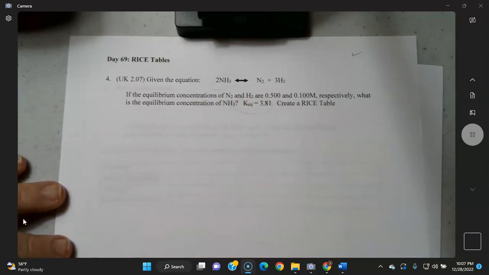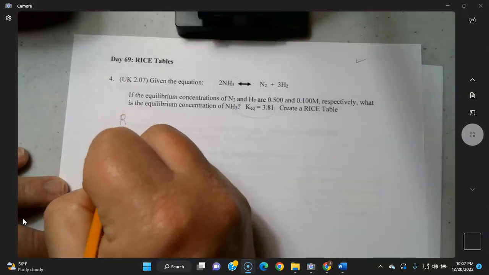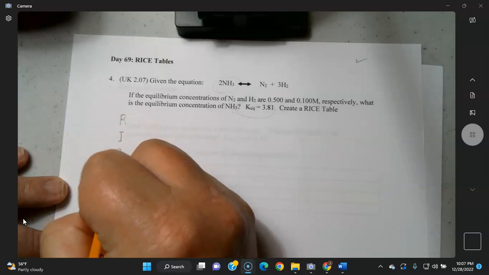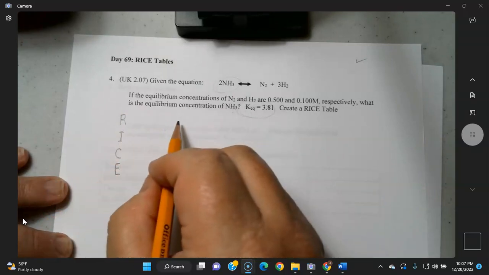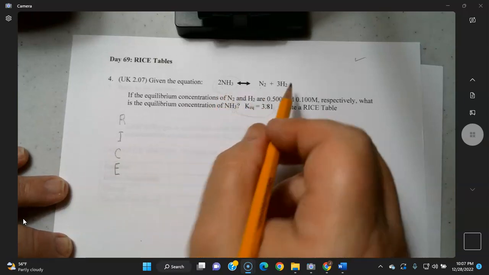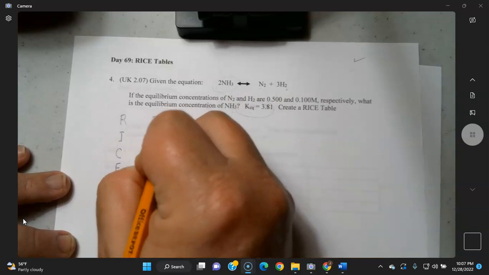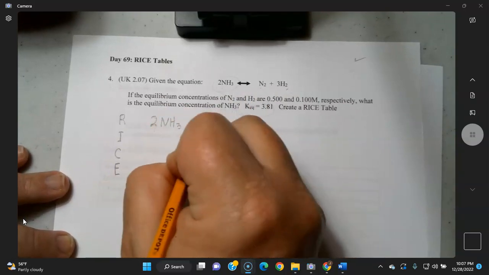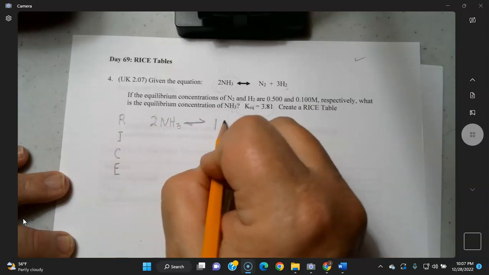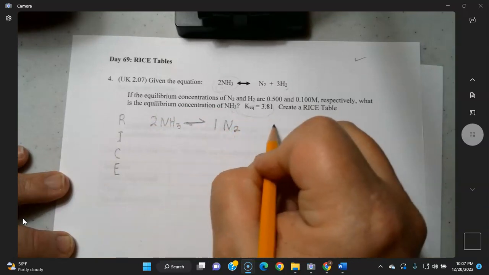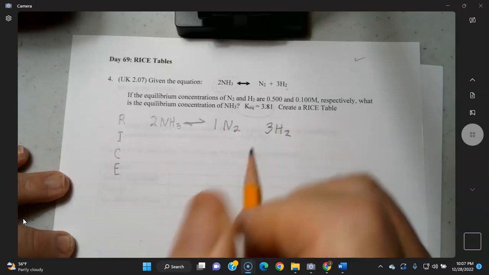And it says create the RICE table ourselves. So let's do that. RICE. You don't have to draw the lines. But we see we're going to have a reaction with 3 parts to it. So that's my double arrow. And over here is 3H2. Same equation we used before.